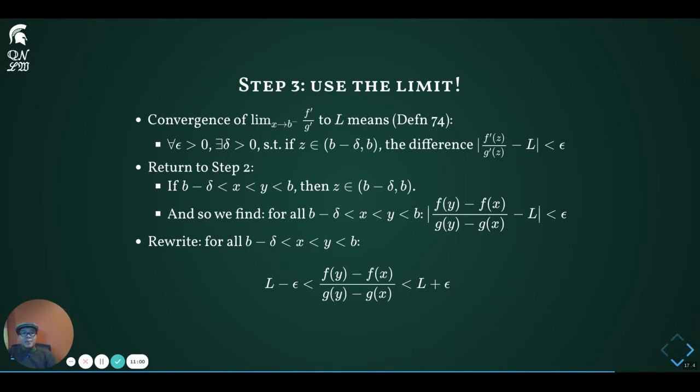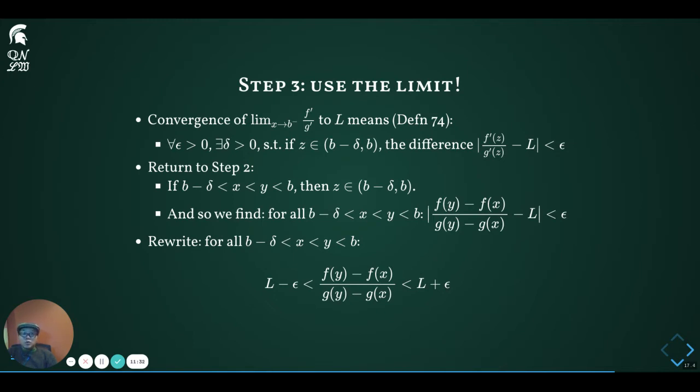Next, we will use the limits. Remember them? In the hypotheses of this theorem, we assume that several limits exist and gave their values. First, we will use the fact that the ratio of derivatives has a limit. This means that given any epsilon positive, we can find a delta positive such that if z is inside the interval from b minus delta to b, the difference between the derivative ratio and L is less than epsilon.